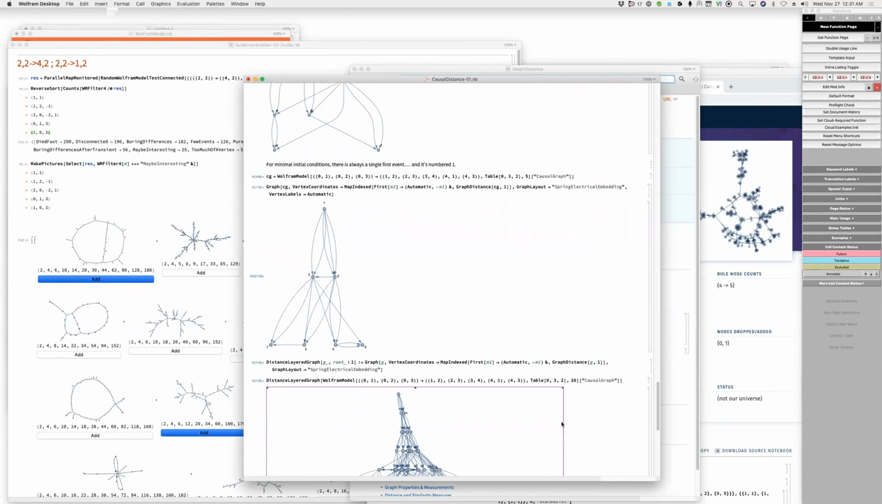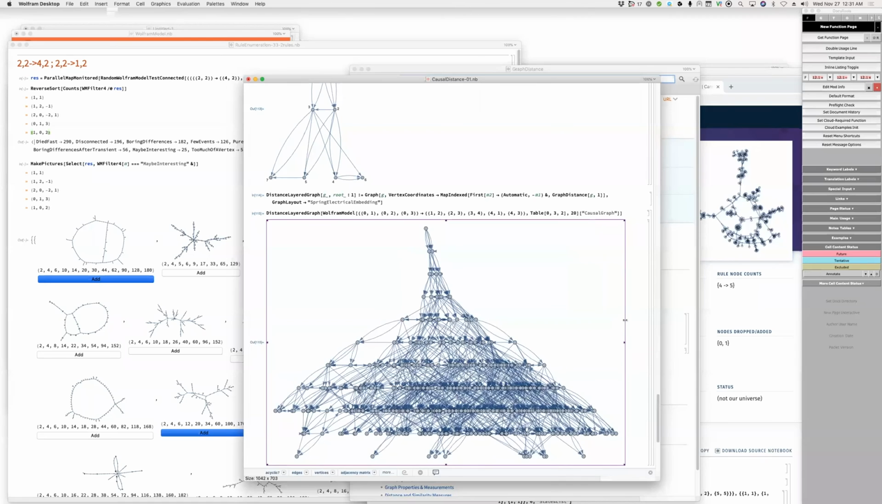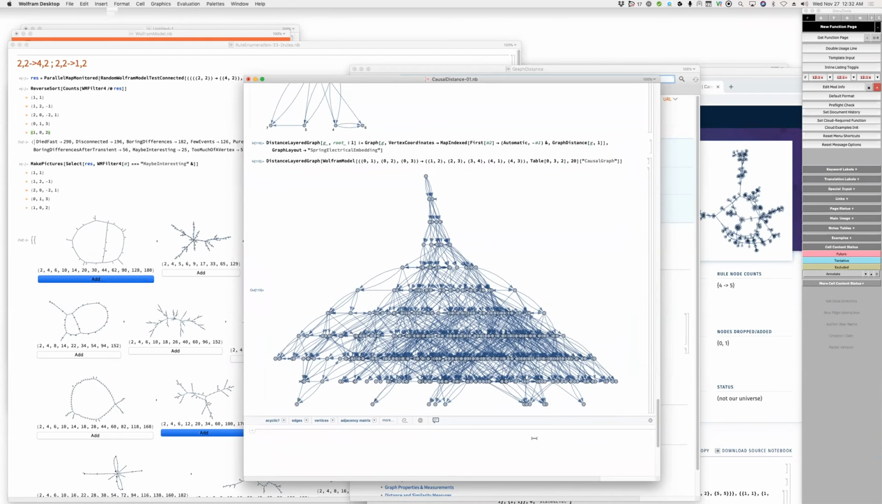Why are there events that are hanging down here? Good question. Let's see. This is relevant for multiway systems as well, this distance layered graph.